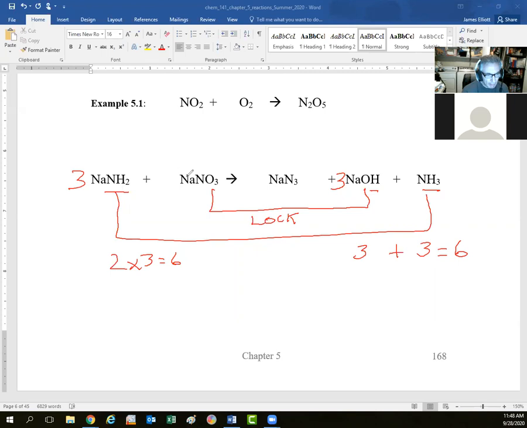3 plus 1, 4 atoms of sodium. 1 plus 3, 4 atoms of sodium. 3 plus 1, 4 atoms of nitrogen. 3 plus 1, 4 atoms of nitrogen. That is our final balanced equation. 3 to 1 to 1 to 3 to 1 for the final proportions.